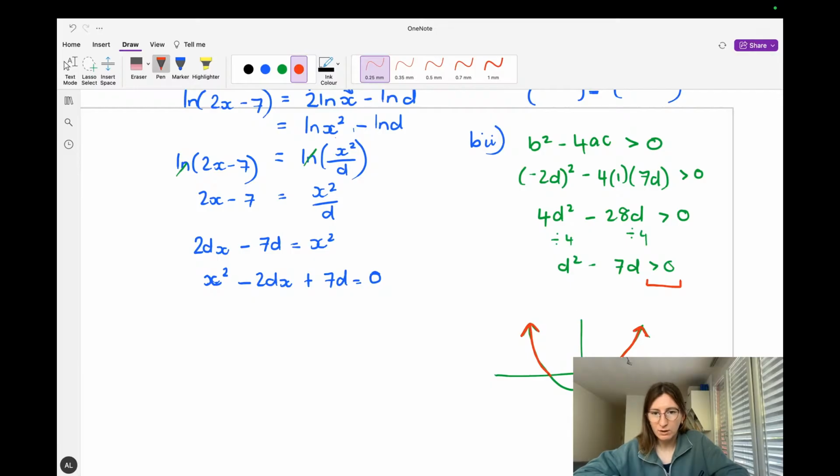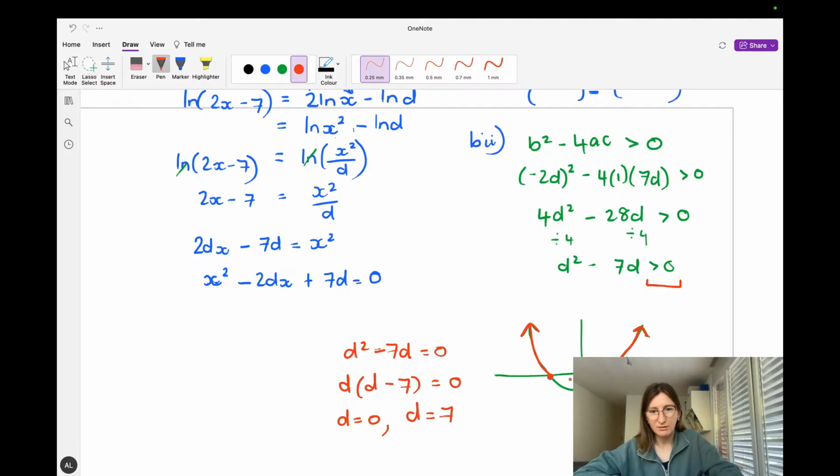So let's figure out what our x-intercepts are there, and then we can find those values that it's more than. So d squared minus 7d, let's write that here. We need to set it equal to 0 to find out what those values of d are. So we can factor out d and have d times (d minus 7) equals 0. So d equals 0 is one solution, and d equals 7 is one solution.